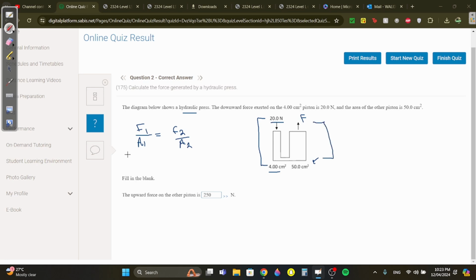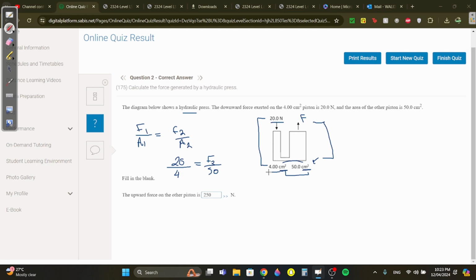This was in the final. Let me go a bit quicker. So 20 over 4 equals F2 over 50. If they're both in centimeters squared, you don't have to convert. You can keep it 20 over 4 equals F2 over 50 and solve. So in this case, you don't have to convert.